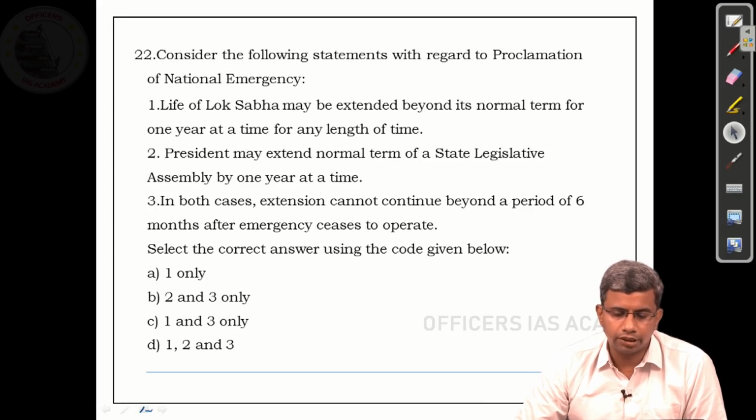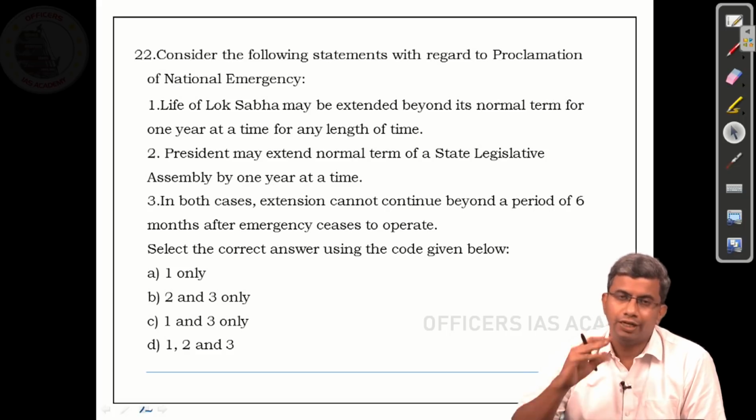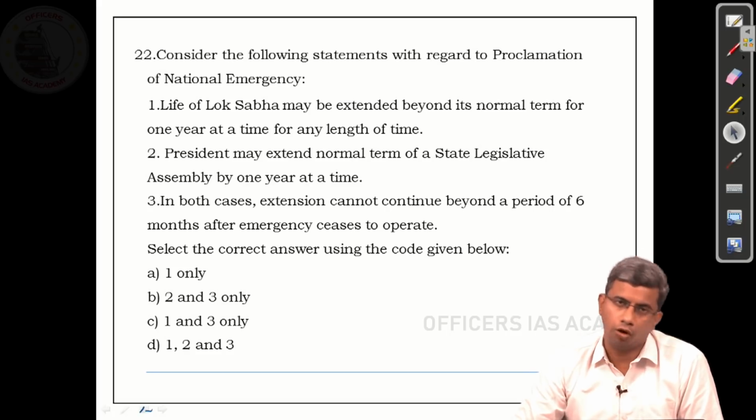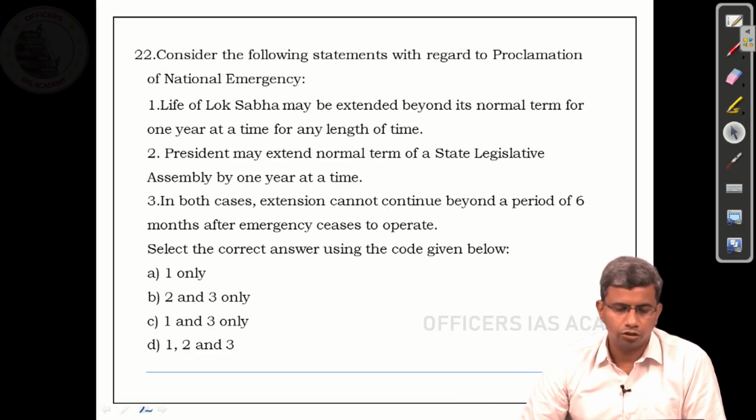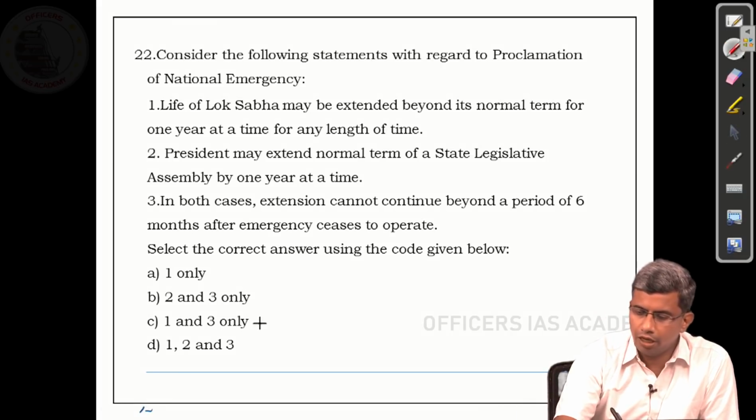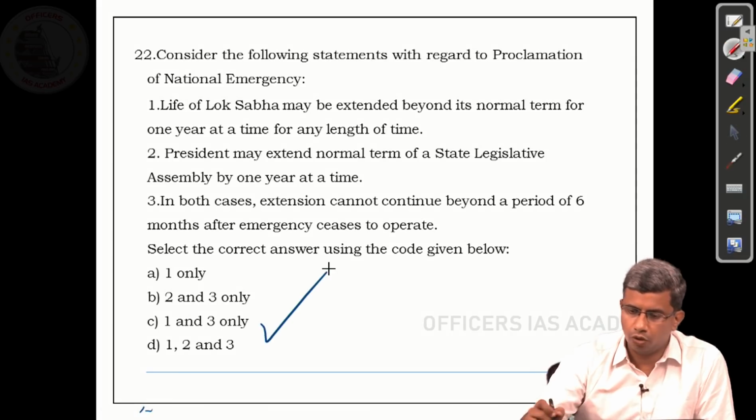In both the cases, the extension cannot continue beyond a period of 6 months after the emergency ceases to operate. Yes, that's a correct statement. So the correct answer is C, 1 and 3 only.